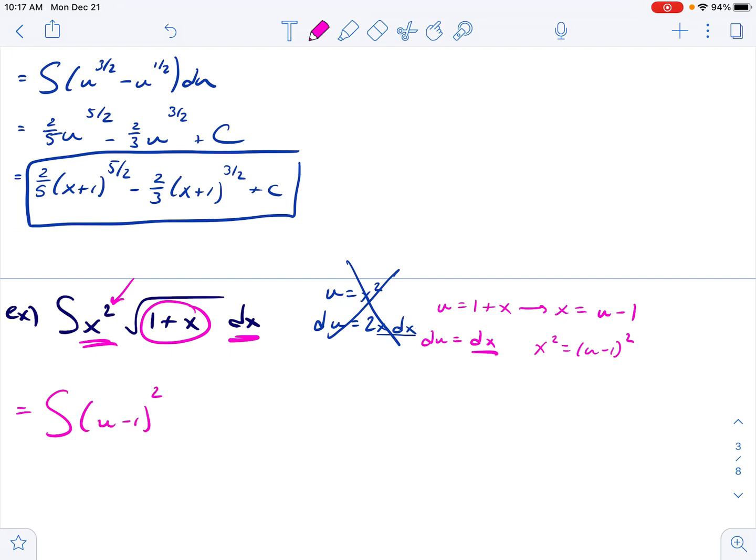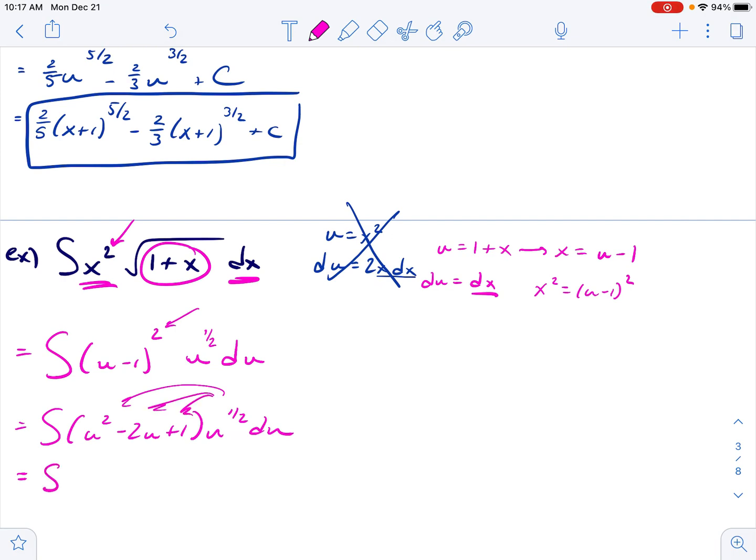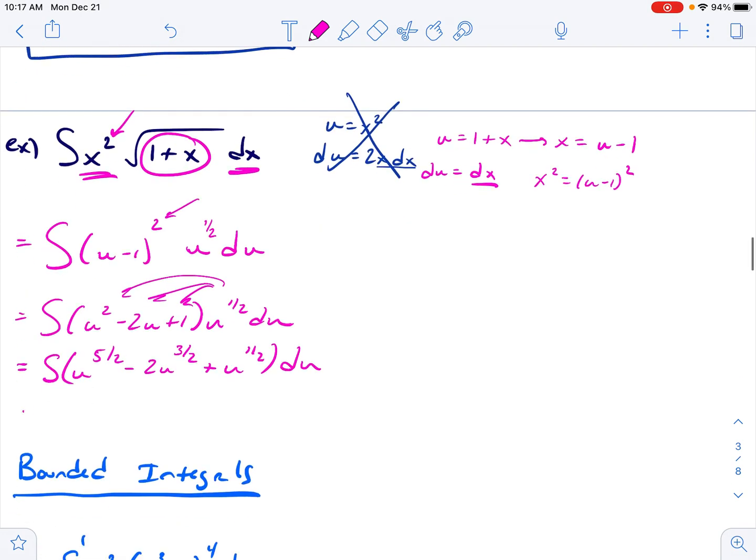Now we've got the square root of u, and then our dx became du. Again, we've got that to square out, and we've got that to distribute through before we can really integrate this thing. So again, you kind of got to recognize the need to do those things. Squaring, I'm going to get u squared minus 2u plus 1 times u to the 1/2. Distributing the u to the 1/2 through, we're going to end up with the integral of u to the 5/2 minus 2u to the 3/2 plus u to the 1/2. And now we can again integrate this thing.